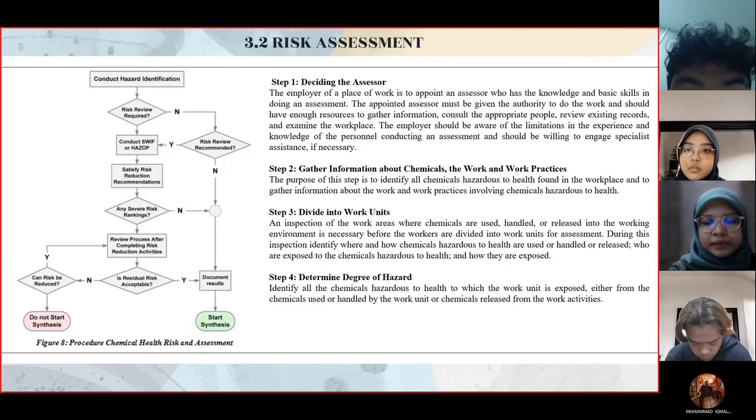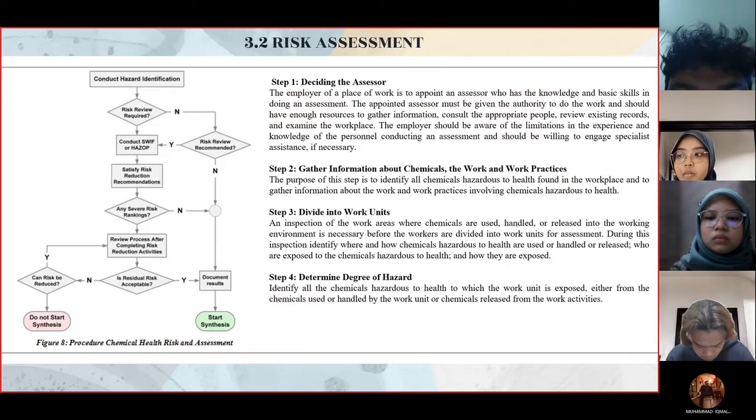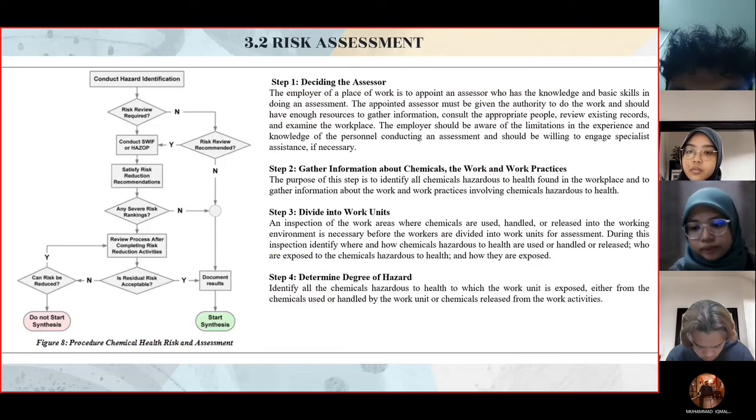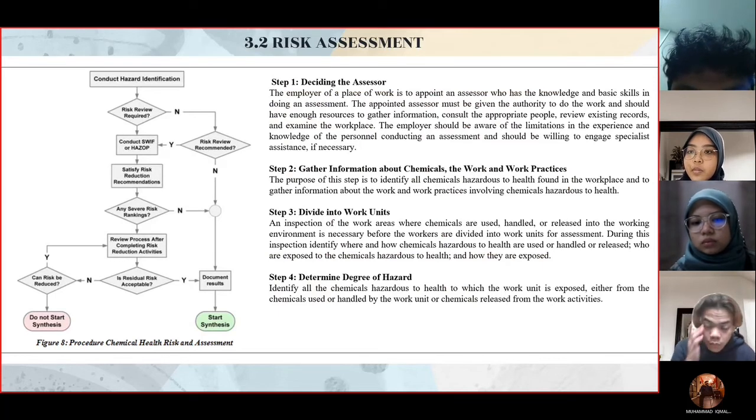Step 3. Divide into work units. An inspection of the work areas where chemicals are used, handled, or released into the working environment is necessary before the workers are divided into work units for assessment. During this inspection, identify where and how chemicals hazardous to health are used, handled or released, who is exposed to the chemicals hazardous to health, and how they are exposed.